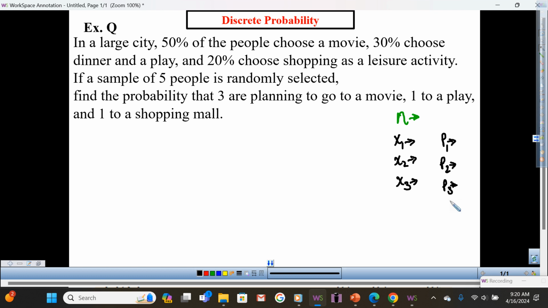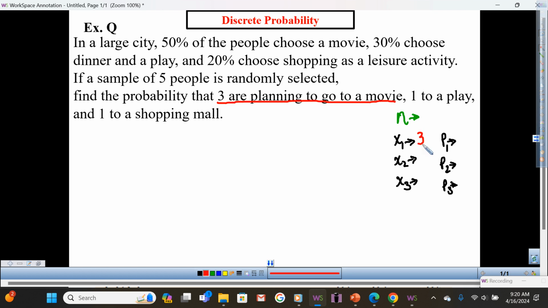The good thing with these is that they already give us the probability ahead of time. We just need to make sure we see it and read it in the problem. So I'm going to use red to get started. What's the first x we're looking at? The first x is that 3 are planning to go where? To the movie. Underline that in red. That's going to be our x sub 1.